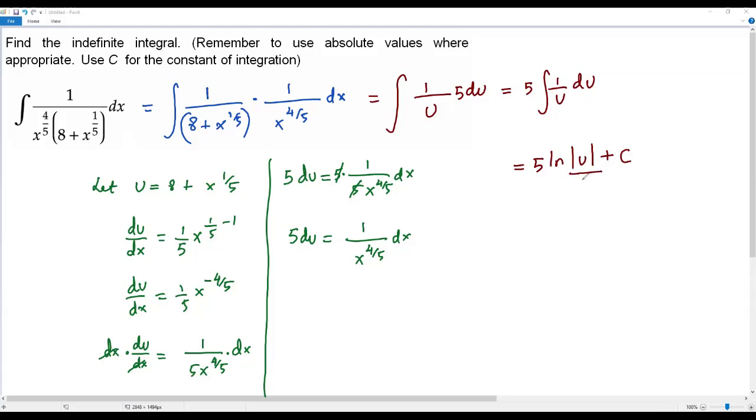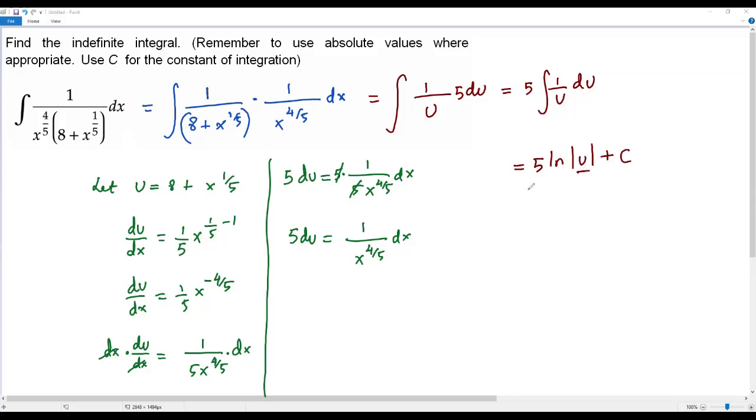Why do we take the absolute value over here? Because the logarithm is defined only for positive values, not for negative values. So in case u is negative, then this natural logarithm becomes undefined. So even if u is negative, it has to be considered as positive. For that purpose only we are taking the absolute sign over here.